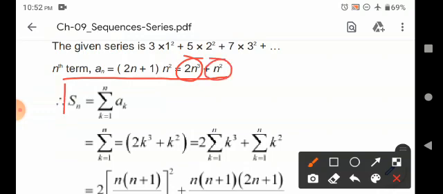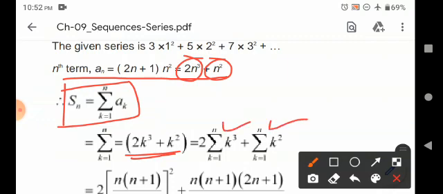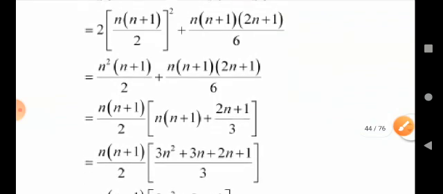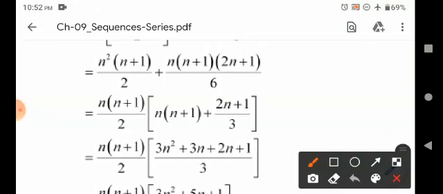Therefore sum to n terms of the given series Sn is equal to summation ak, that is summation 2k cube plus k square. 2 will be common, summation k cube plus summation k square. As we know that the summation n cube is given by the formula n square into n plus 1 the whole square divided by 4, or we can say n into n plus 1 divided by 2 the whole square, plus summation k square will be given by the formula n into n plus 1 into 2n plus 1 divided by 6. Therefore here we can see that these are the terms we have already taken over here.